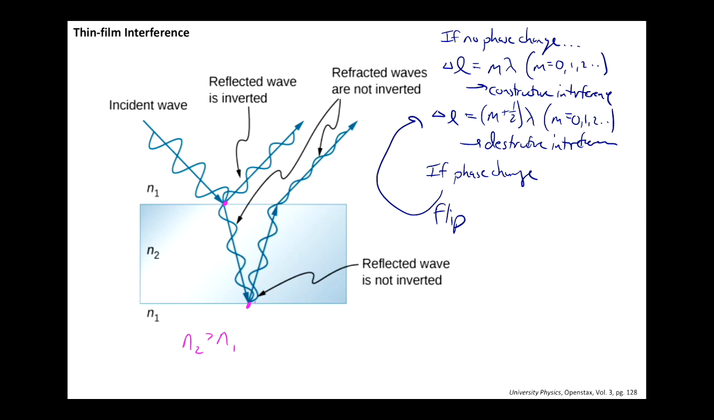So if it helps at all, let's think about an ideal case. What if the film is really, really thin? It's approaching zero. There's almost nothing there at all, so much so that we're not even going to consider a path difference. Basically, they travel the exact same distance to the eye. What would happen? Would you get constructive or destructive interference?